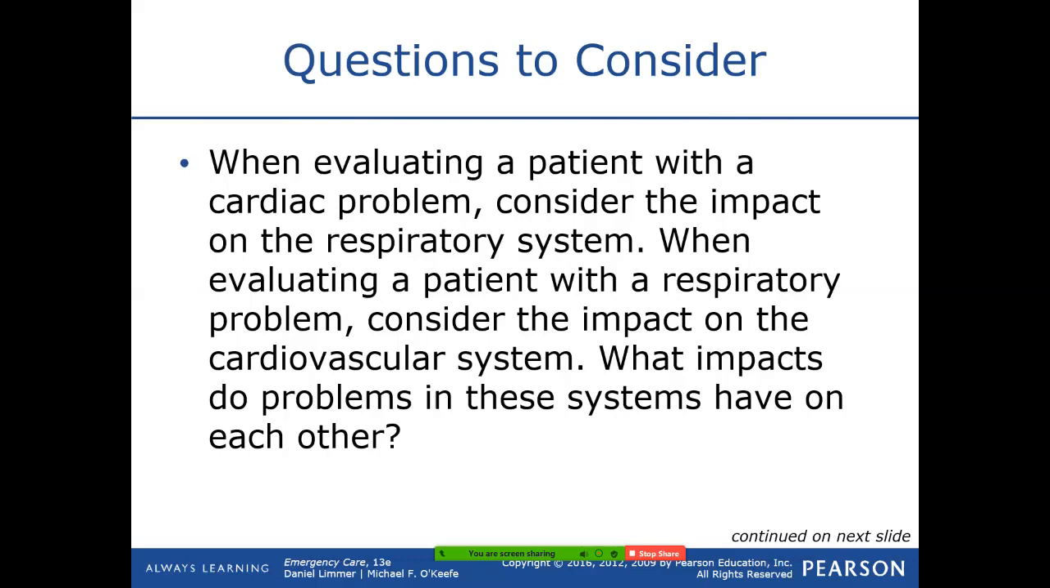Okay, just a question to consider. This is not a homework question, but just something for you guys to think about, all right? When evaluating a patient with a cardiac problem, consider the impact on the respiratory system. When evaluating a patient with a respiratory problem, consider the impact on the cardiovascular system. What impacts do problems in these systems have on each other? So just think about how the two systems work together. And if one of them starts to malfunction, how is it affecting the other system? Because this is why we have a cardiopulmonary system. It's actually two systems that work together, and they have to work together perfectly.